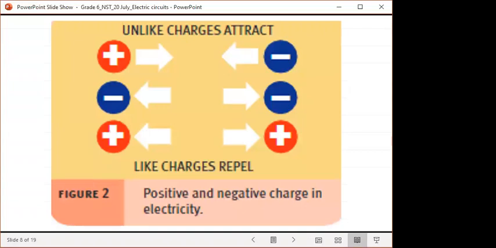But if you want to, you can just draw this picture. It's just basically explaining what you wrote down. This is just a summary of what you wrote down, that unlike charges attract, like charges repel. So if you have a positive and positive, they will not attract. If you have a negative and a negative, they will not attract. But if you have a positive and a negative, they will attract. All right.